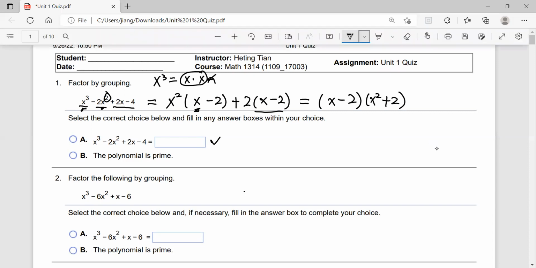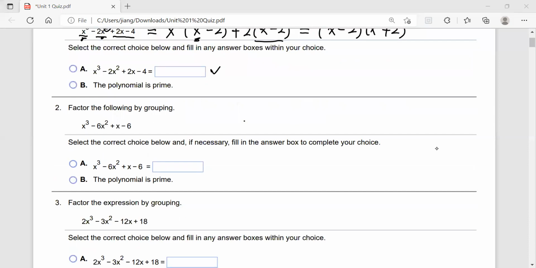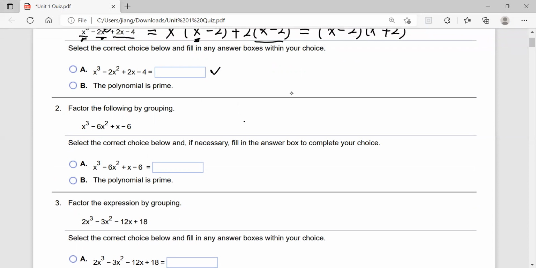And next one, factor the following by grouping. We also use the same method, group factoring. So factor out the GCF from these two. This one has the lower power x, I factor out the x squared. So I have x minus 6 left. And then for the rest of them, nothing can be factored because there's no GCF for x and negative 6. I just use parentheses to contain them, x minus 6.